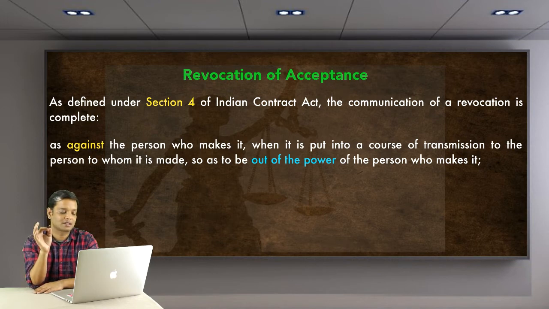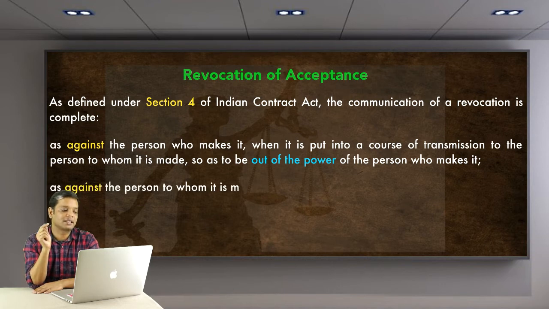What does it mean? We have discussed in my previous concept as well, that is communication of acceptance. As against the person who makes it, when it is put into a course of transmission to the person to whom it is made, so as to be out of the power of the person who makes it. So once you have delivered it, it is out of your hands, and for the person who sent it, it is done.